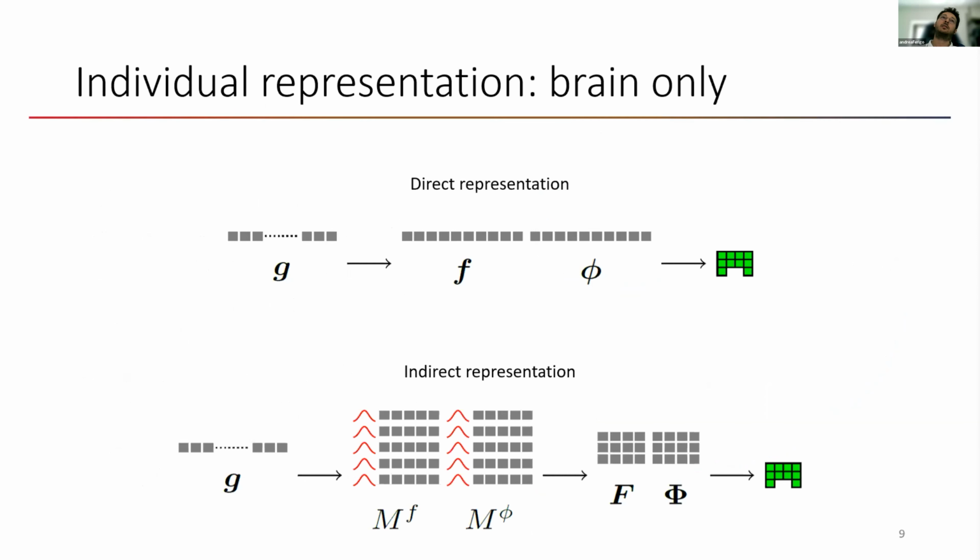Last but not least, the representation. So how we encoded the information in the genome and decoded it to the robot. We had two representations, a direct representation and an indirect representation. In the direct representation, the genome directly encodes the frequencies and the phase of the controller, in the case of the brain-only controller. While in the indirect representation, the genome encodes a set of parameters for two multivariate Gaussians that will generate the values for the frequencies and phase of the controller.